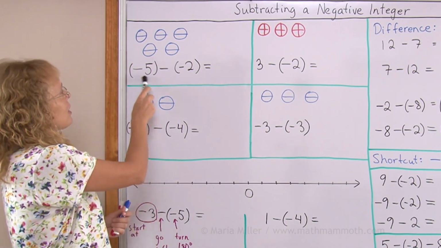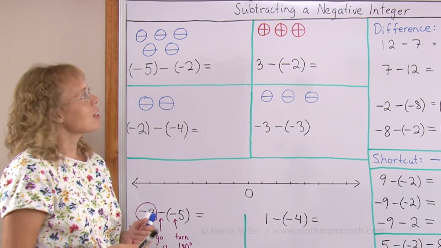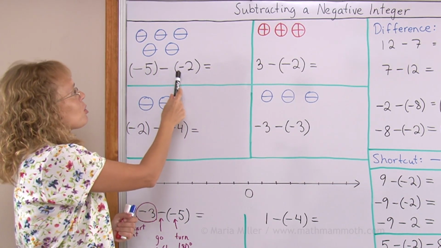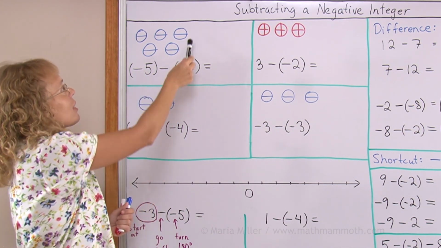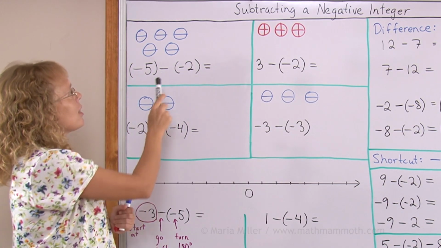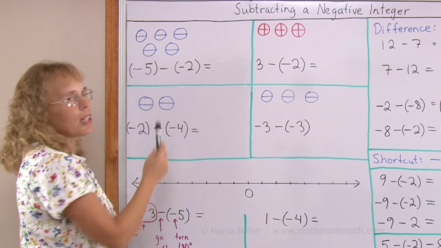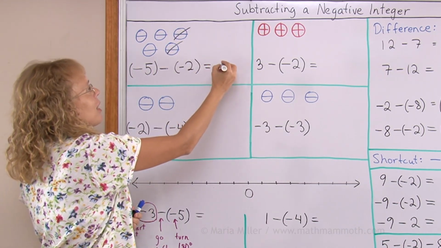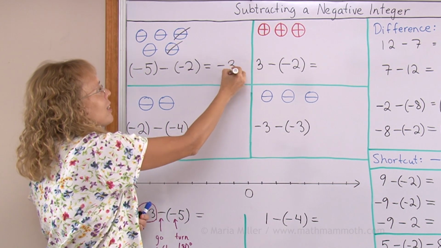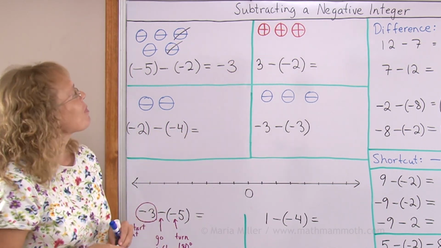Let's say we have a negative number here, negative 5, and we're going to subtract a negative number. That's how it looks: negative 5 minus negative 2. So, negative 5 here means that I start with 5 negative counters. And then subtract here means take away, and I take away 2 negative counters. So, those go away, and I'm left with 3 negative counters. Negative 3. Okay? That was easy, I hope.